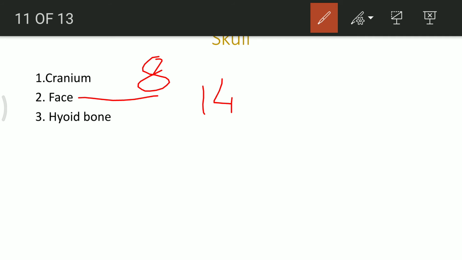The hyoid is a bone which lies at the base of the tongue, and it is also known as the tongue bone. Because of the presence of this hyoid, there is a movable part.